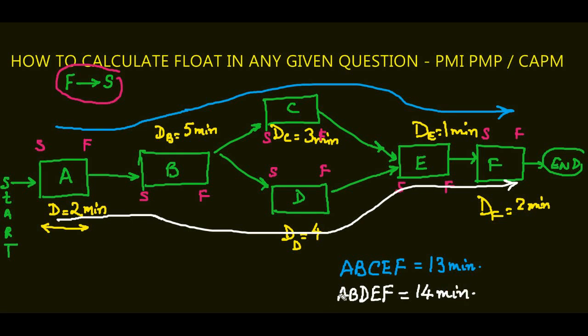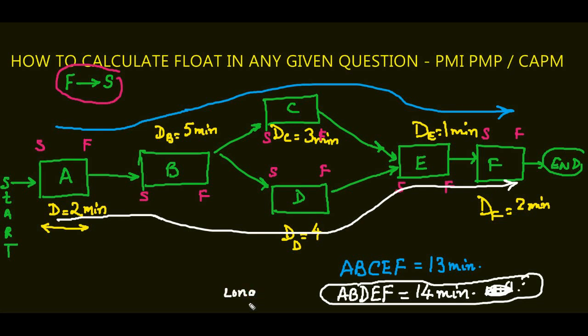Is it clear so far? Can I tell you the longest path for me to complete this project? These activities will take a minimum of 14 minutes. I cannot finish earlier because this is going to take me 14 minutes. So this is the longest path. Actually, let's not call it minimum, it gives you the wrong meaning. Let me just tell you the longest path, the longest path.